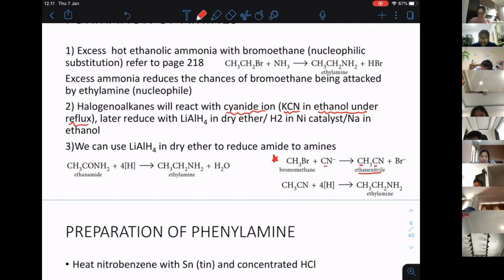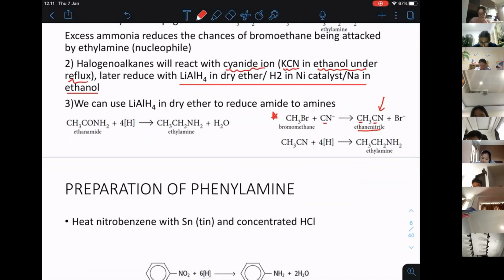And this carbon, this nitrile group CN, will undergo a reaction known as reduction. The nitrile will undergo a reduction reaction. How do we reduce them? There are three ways to reduce them.